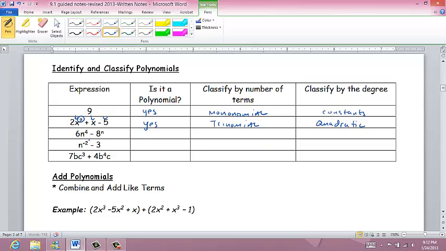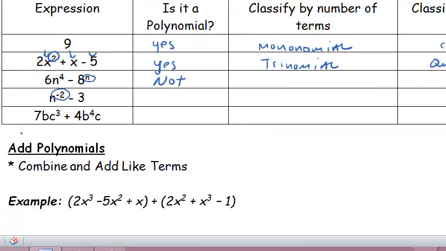Next, is this a polynomial? Think about it. First term looks good, but what's wrong with the second term? If I look at the exponent on 8, that is a variable. And if you go up to the definition of a monomial or a polynomial, all the terms have to have exponents that are whole numbers. This is not a whole number, therefore this is not a polynomial. Next one, in the definition up above too, they said you cannot have negative exponents. Therefore, because the exponent on n is negative 2, that would not make this a polynomial.